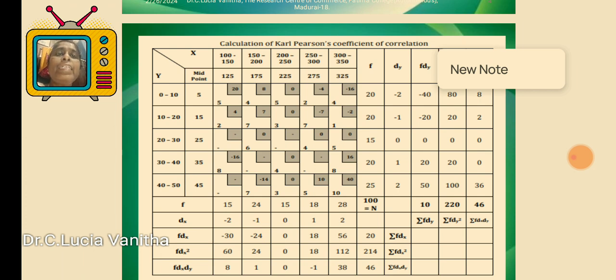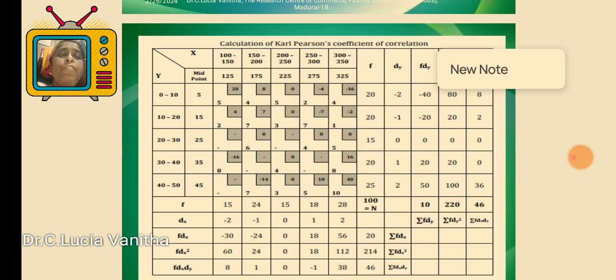Now I have taken 25 as the assumed mean A for x, and for y I have taken 225 as the A. Now how to do it: 5 minus 25 divided by the class interval, that's minus 2.